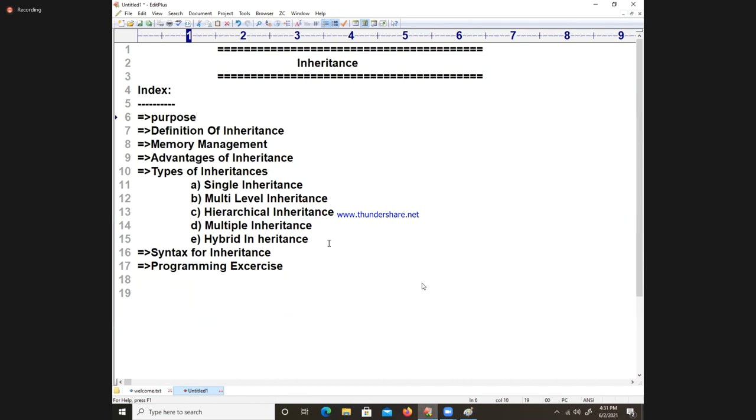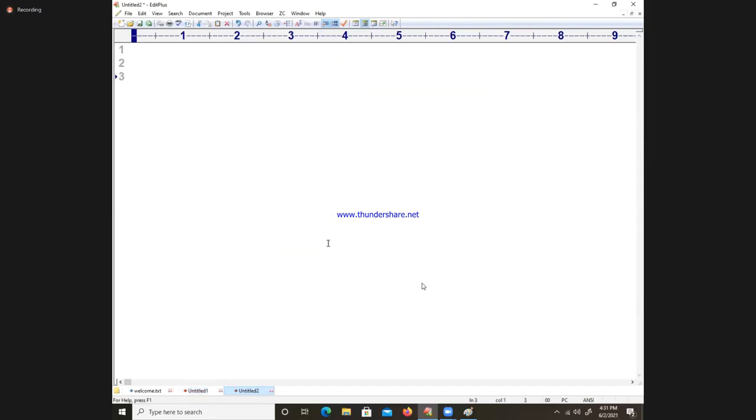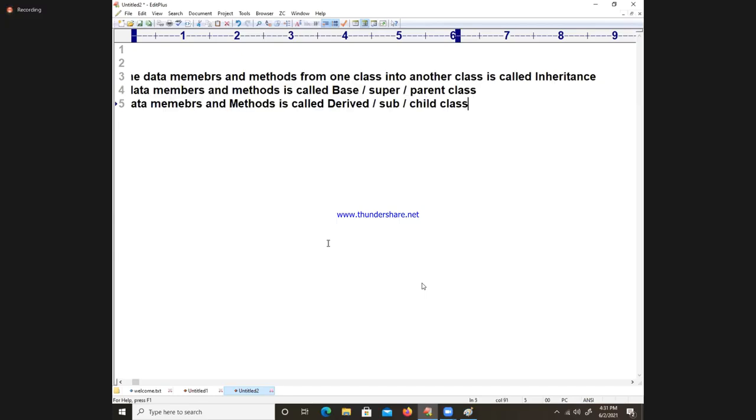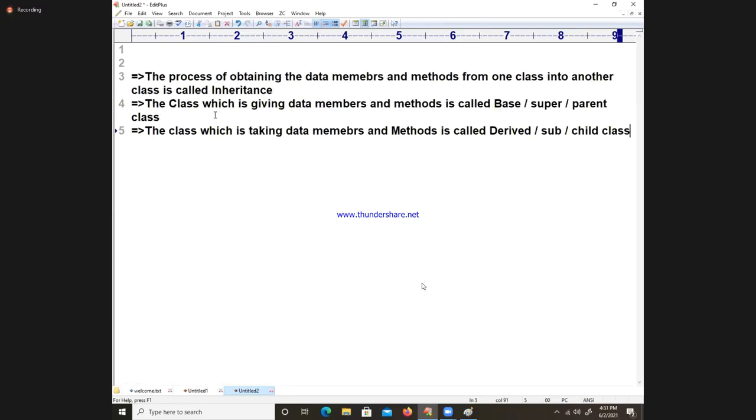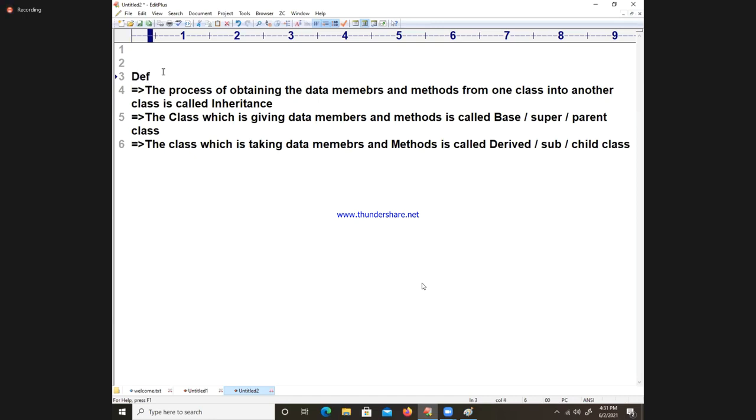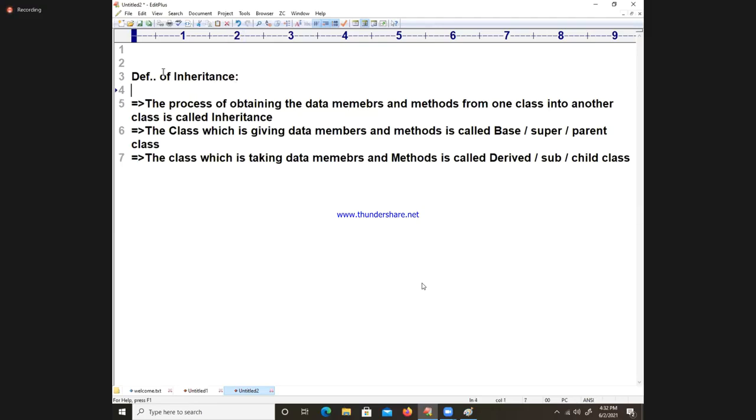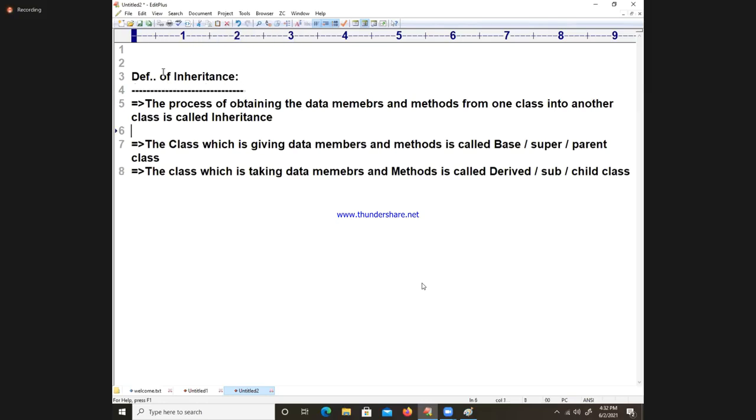Now coming to the introduction to inheritance. Before that, I would like to paste this definition. I want to write the definition of inheritance, because again, I need to type it. What is the definition of inheritance?